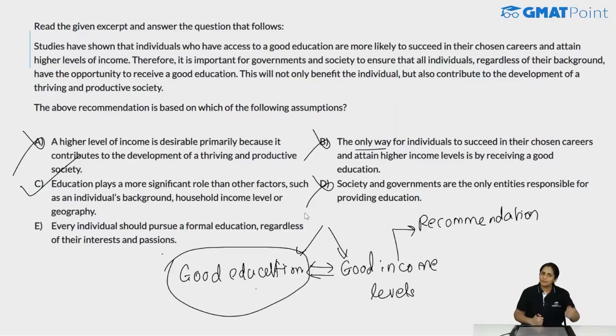The exceptions do not break the rule as such. The exceptions would mean that they don't need formal education, but as a society, I should prioritize and support good education so that those people who take advantage of good education have good income levels. So E, even if I invalidate it, the entire course of action is not invalidated as such. Only C has that impact, so C is an assumption being made.